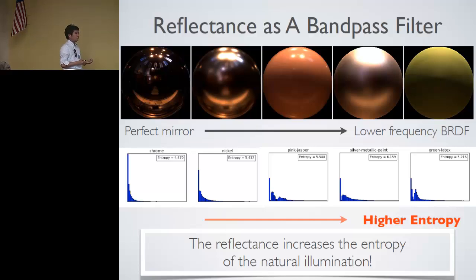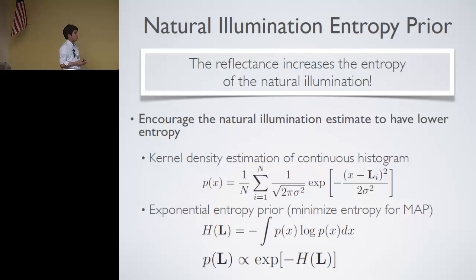And that can be a really strong prior on the natural illumination, which we can encode by computing the continuous histogram so that we can take derivatives, and then by imposing a negative entropy prior. Okay?